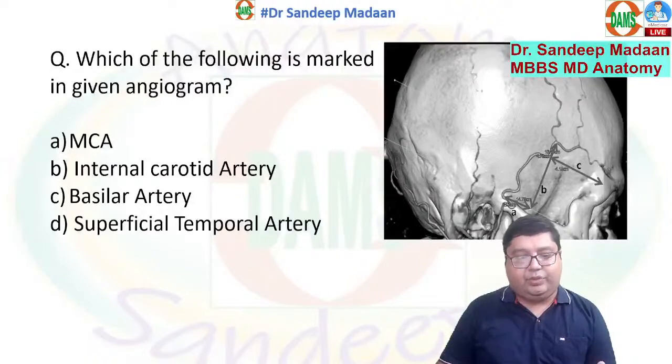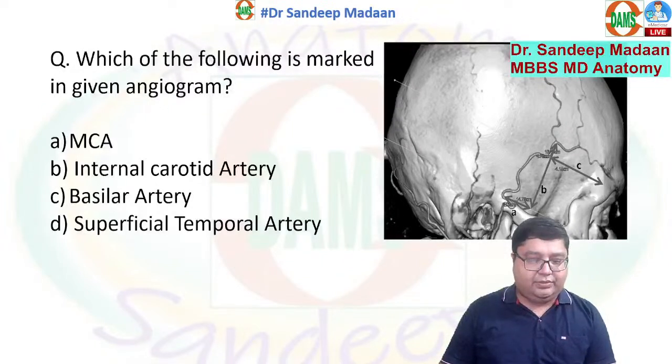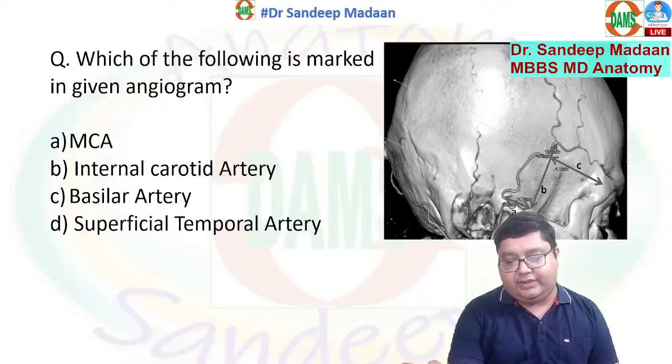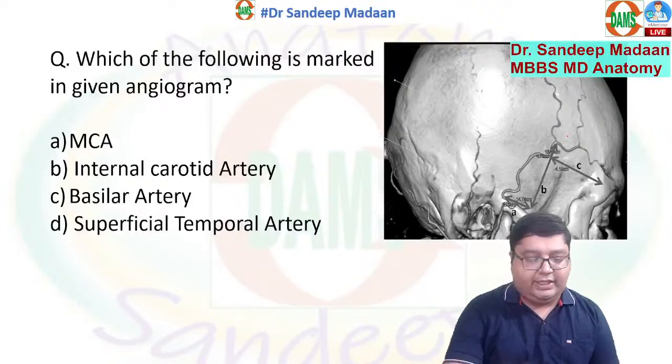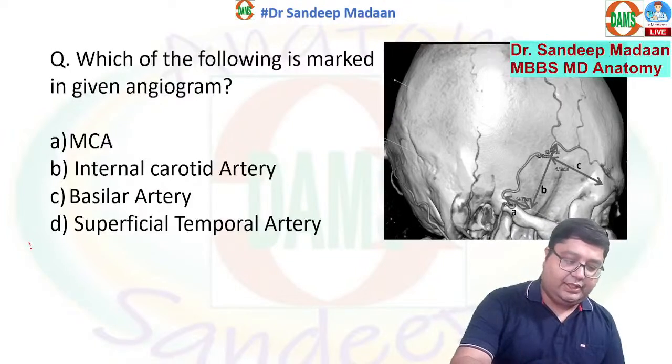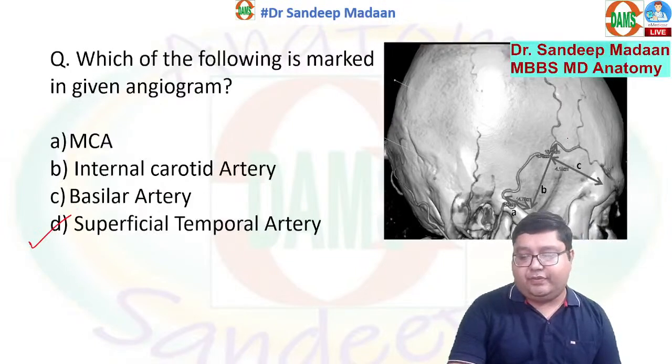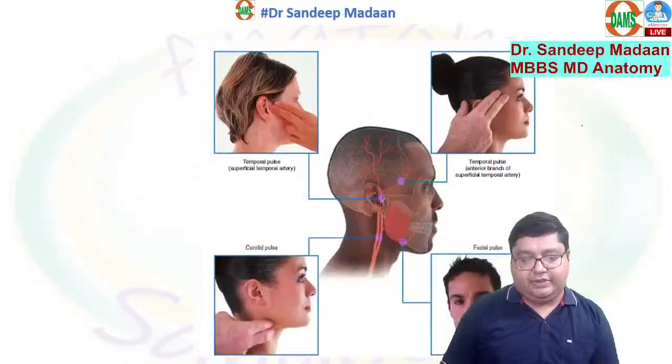And one more question was based on this structure, where this angiogram was given and you were asked to identify this artery. What was the artery? As per the students' recall, that was the superficial temporal artery. Superficial temporal artery will be seen where?